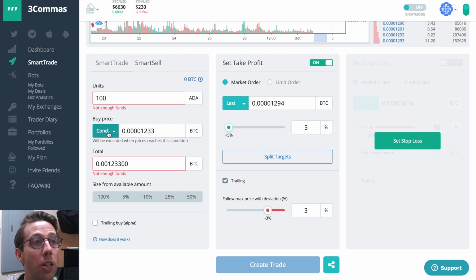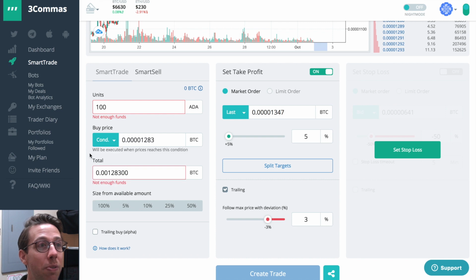Going back over here to SmartTrade, we have bid, ask, last. We also have a new one, limit. This is just like this limit order over here in take profit, except now this is where we want to buy at this absolute price. We also have the option to make a market buy, which means that we buy at the current market rate. Usually it's going to be at the lowest asking price.